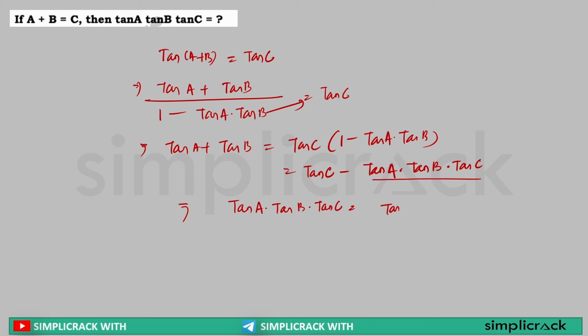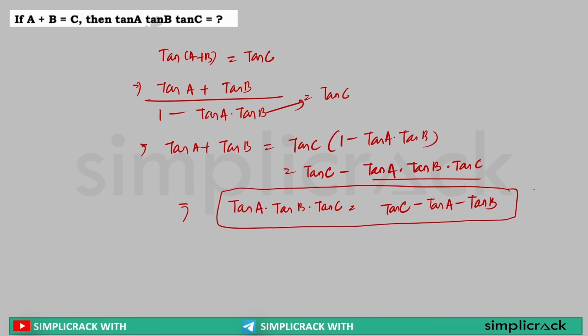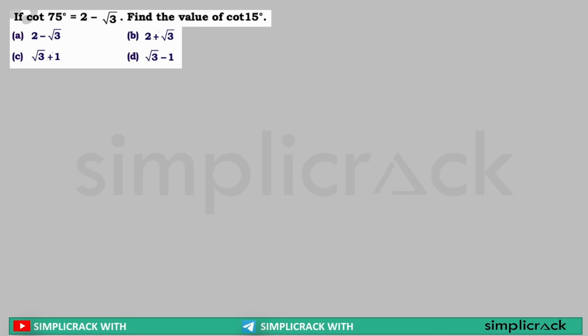So that means tan a into tan b into tan c is equal to tan c minus tan a minus tan b. So what is the answer? Tan a into tan b into tan c is equal to tan c minus tan a minus tan b, because here it is already given a plus b is equal to c. Clear? Sorted? Yes or no? Yes. Next. Sir, if cot 75 degree value is equal to 2 root 2 minus root 3, find the value of cot 15 degree. Sir, very simple.